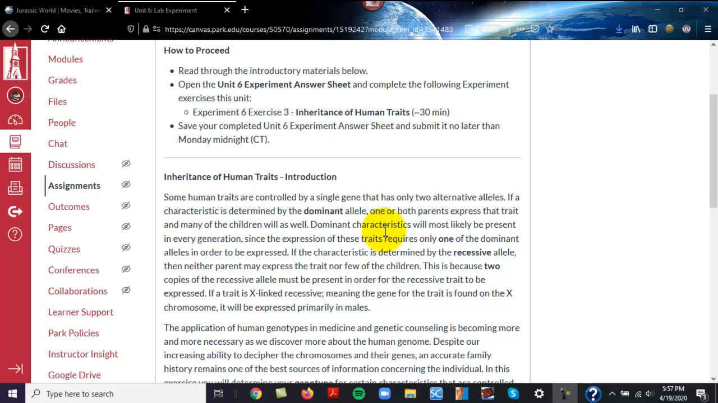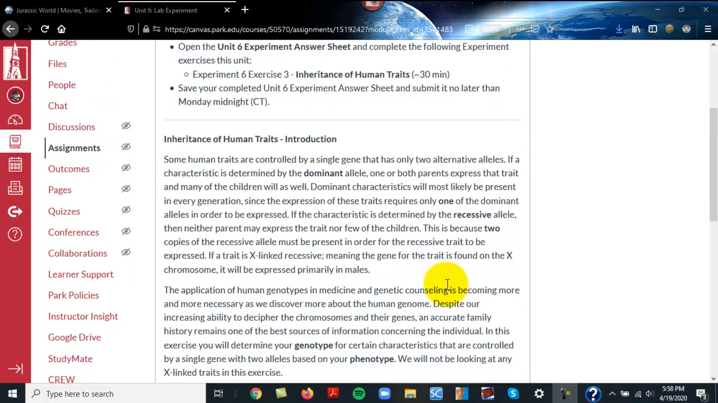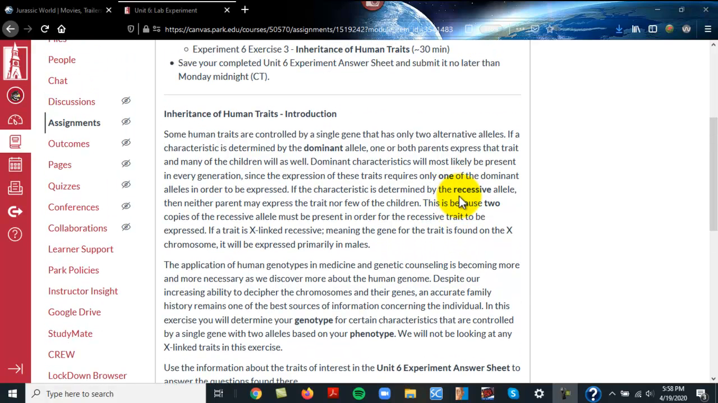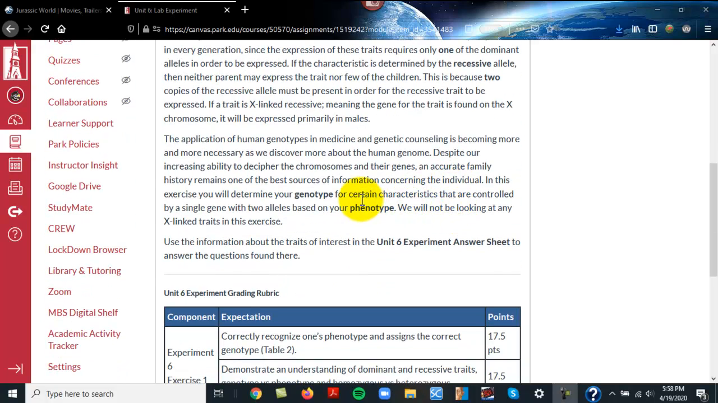Dominant characteristics are most likely to be present in every generation. A dominant allele is going to be expressed over a recessive allele. So if you get a trait that is considered recessive, then you have to have both, two alleles, basically. The genotype is your genetic code. The phenotype is the traits that are produced as a result of your genetic code: hair color, eye color, height.